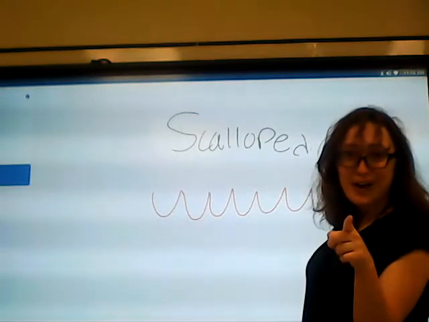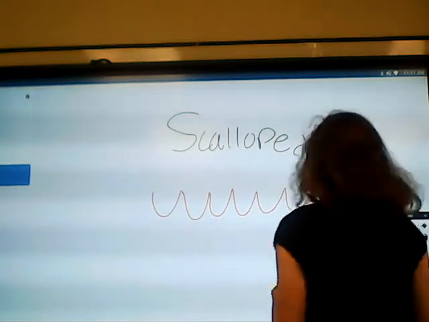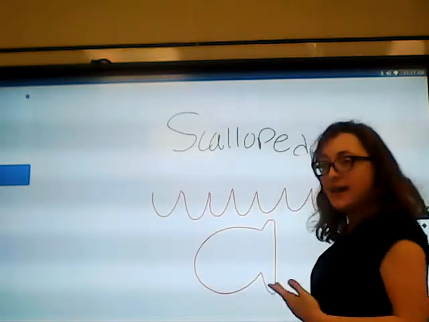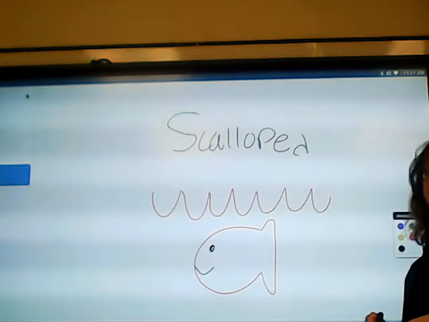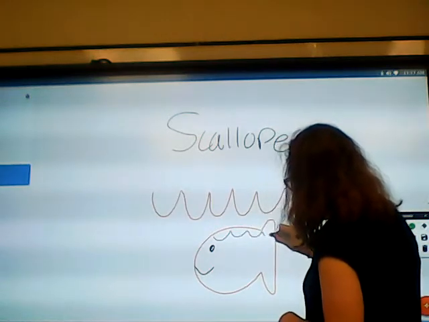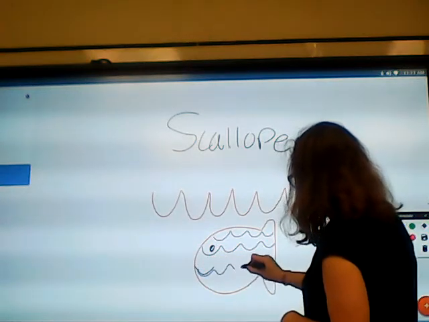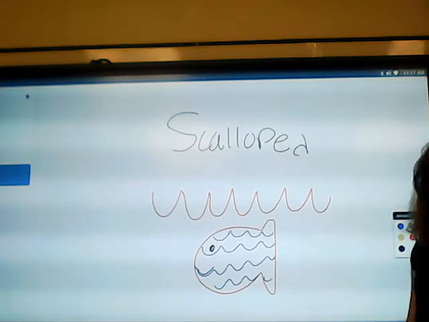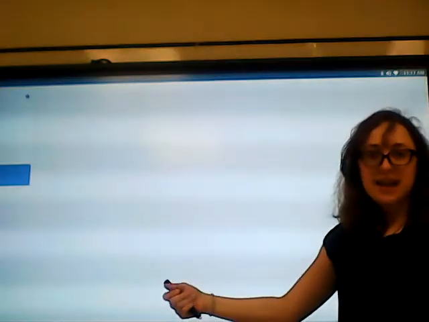You are making some really great lines right now. But let me show you guys. If I was to make a little fishy, I've got my fishy's eye. I got my fishy smile because she's a happy fishy. And if I use scalloped lines, you see, now he has some fish scales. Ta-da! Scalloped. All right. That was our scalloped lines.